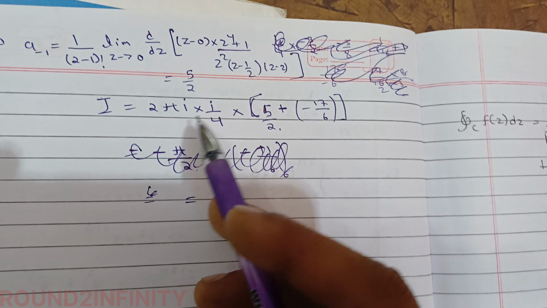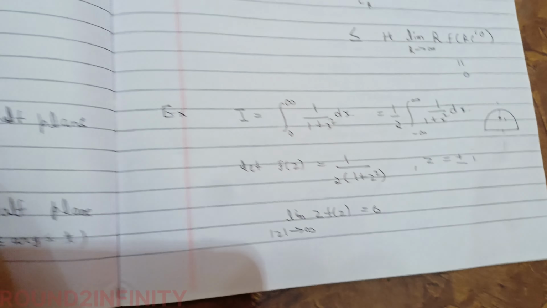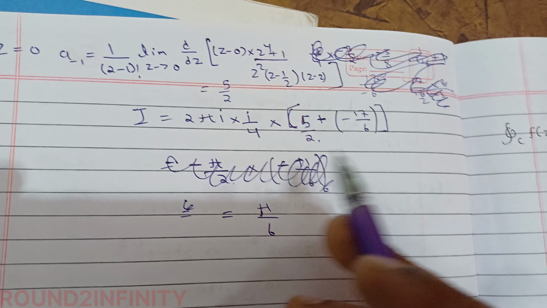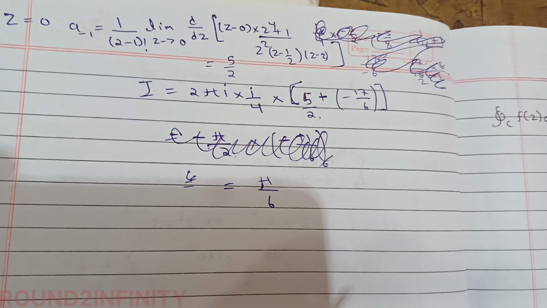So it's just simple, 2 pi iota and iota by 4 from here, and the sum of residue. This will be your integral. So it will come out to be pi by 6.